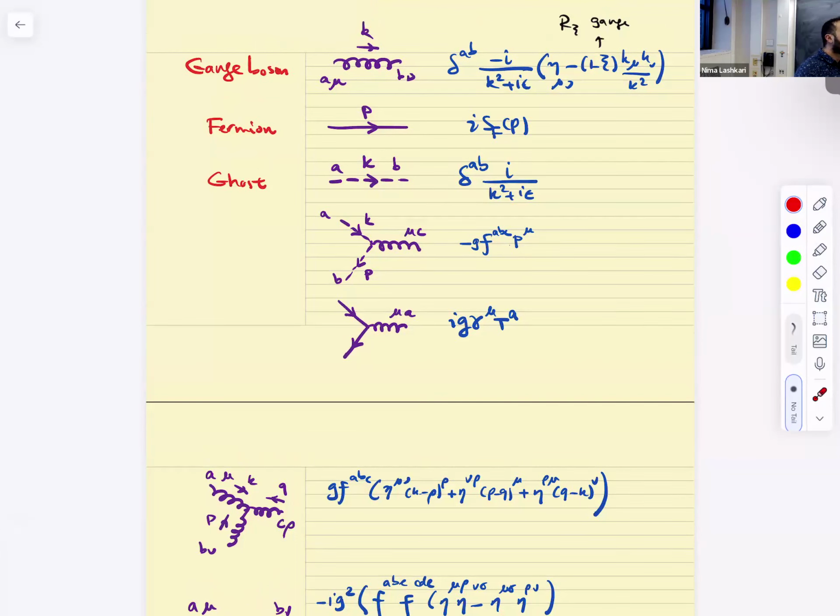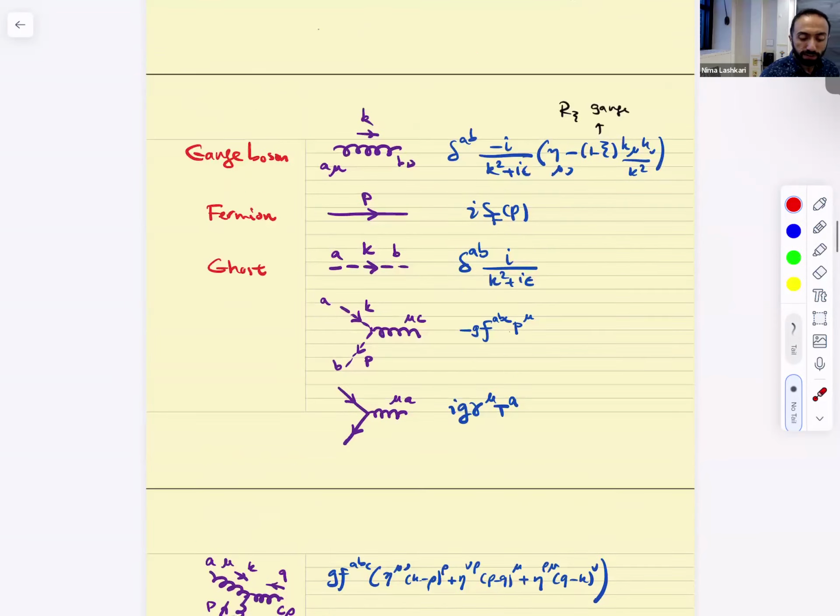What terms are you allowed to add as counter terms? So let's just go through this. Could there be a counter term for the gauge boson? Was there a counter term in the QED case? No? All right. Okay, it's good that I'm reviewing this stuff.